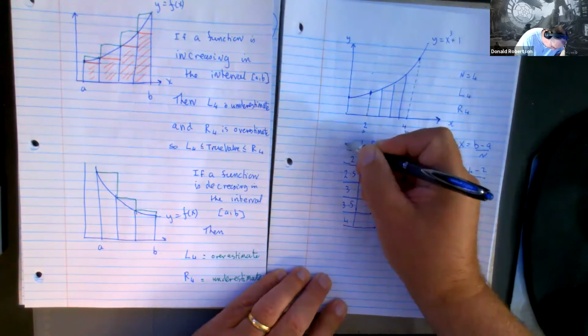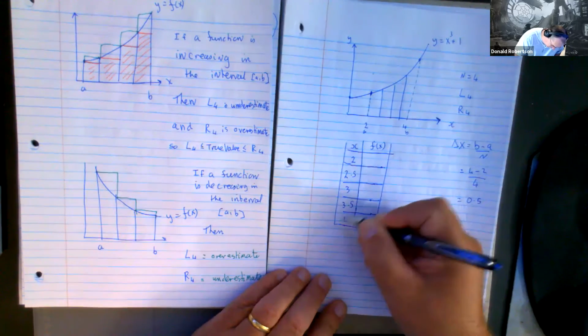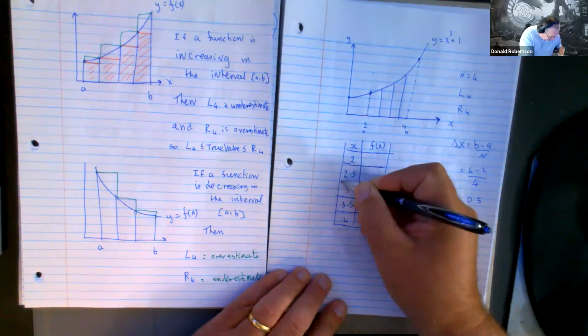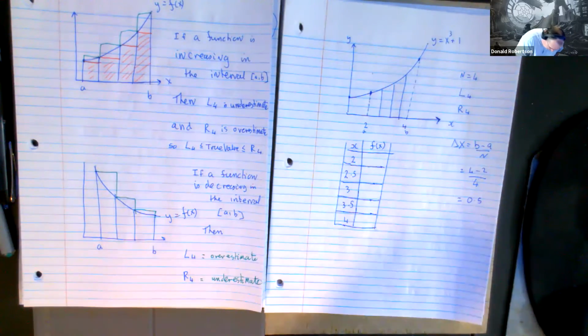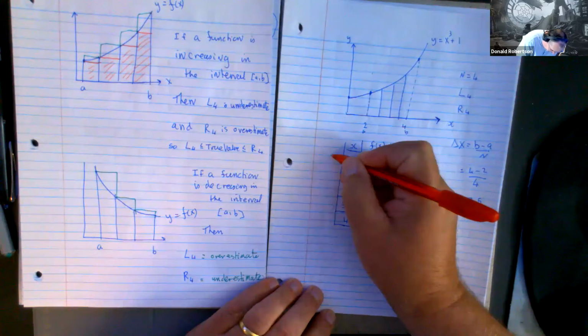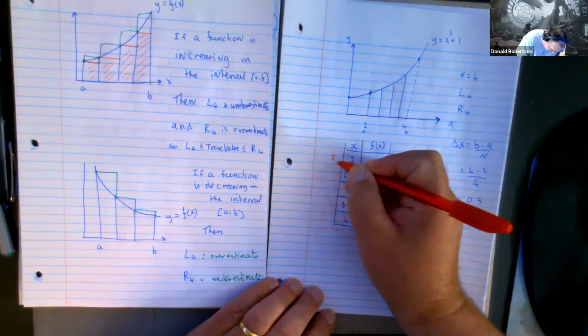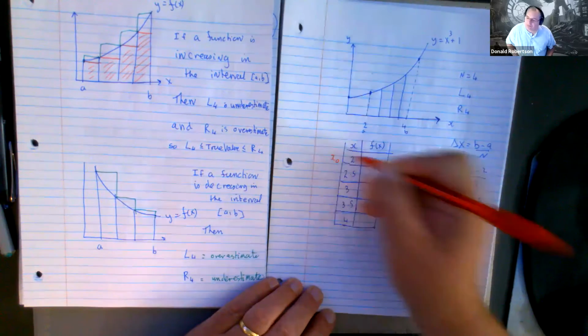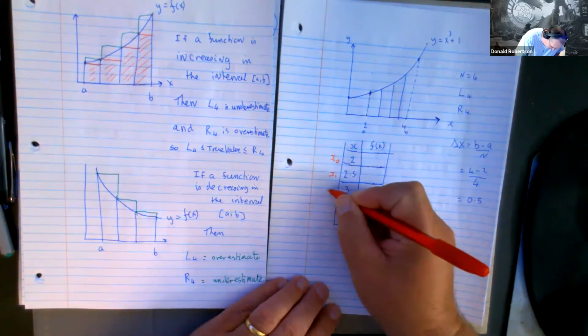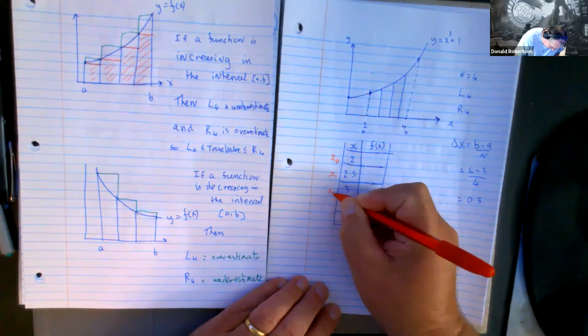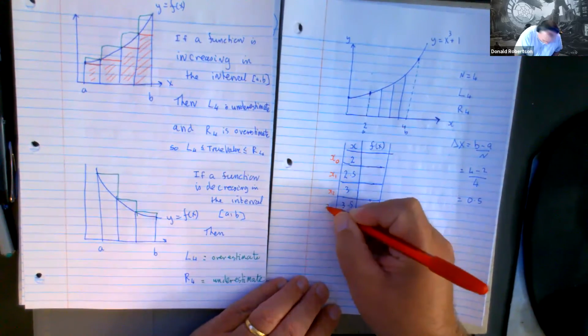Now, this is something I didn't do yesterday, so I'm going to introduce it now. Some more notation. The first x, the starting value of x, is called x0. This guy is called x1. This guy is called x2. This guy is called x3, and this guy at the end is called x4.